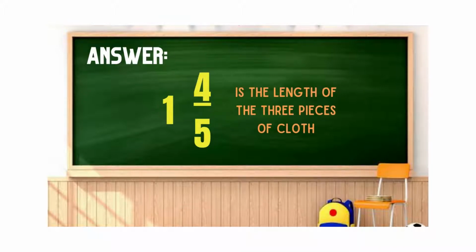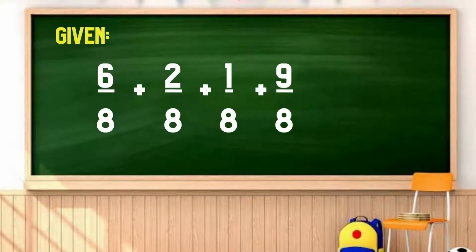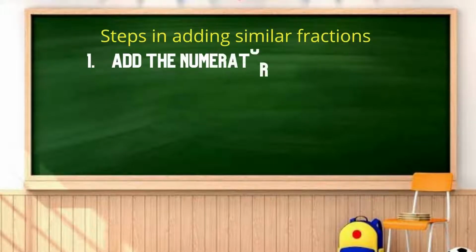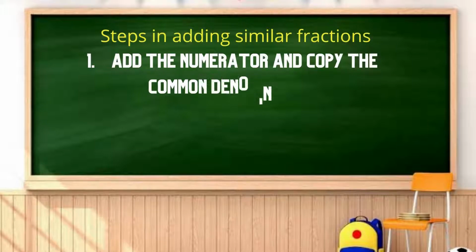Were you able to follow the steps? Very good. Let us have another example. Remember to follow the steps in adding simple fractions and mixed numbers. Let us have 6/8 plus 2/8 plus 1/8 plus 9/8. What kind of fraction is the given? Very good. It is similar fractions. To add similar fractions, you are going to add the numerators and copy the common denominator.